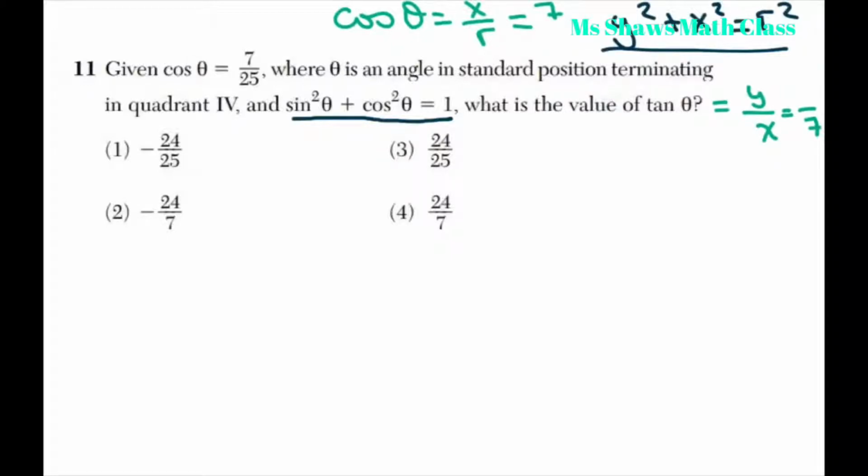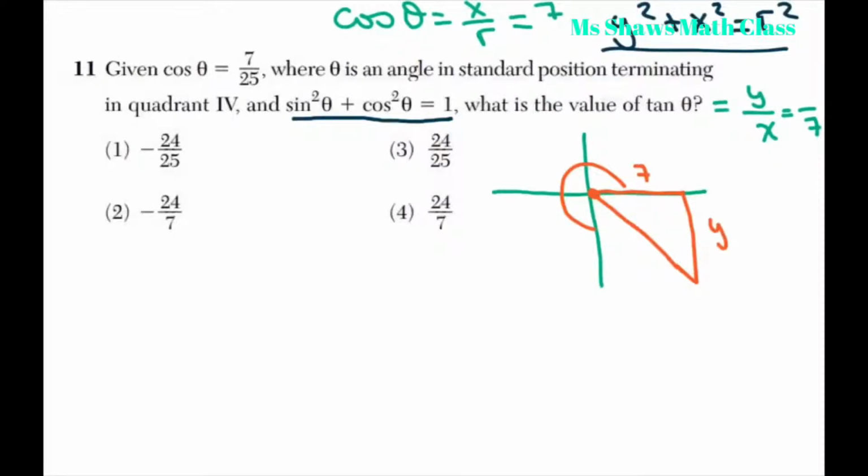And then let me just draw this real quick. Basically what it says is my x is 7. We're in quadrant 4. This thing terminates in quadrant 4 somewhere. So I'm just going to draw something like this. And I know that I don't know this value, which is my y. And my hypotenuse, or my radius part, if you drew a circle, would be 25.